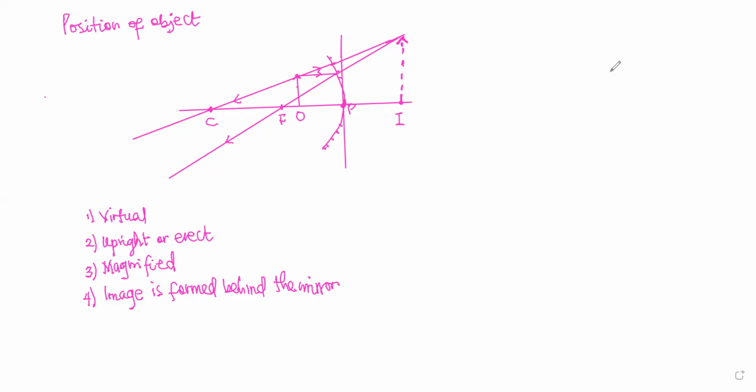So if the object is at F, what will be the nature of the image formed?